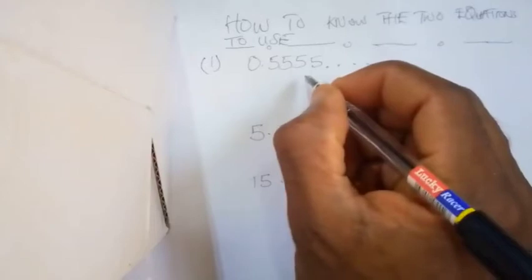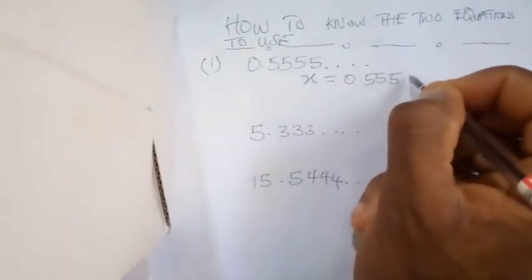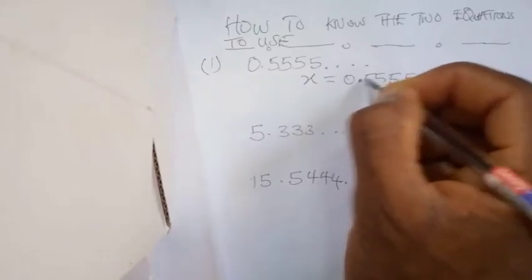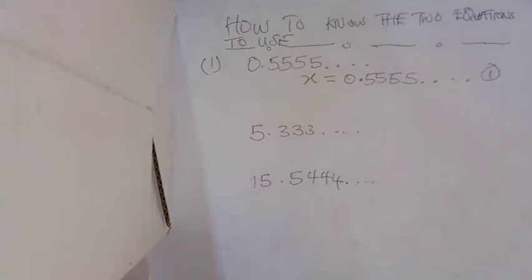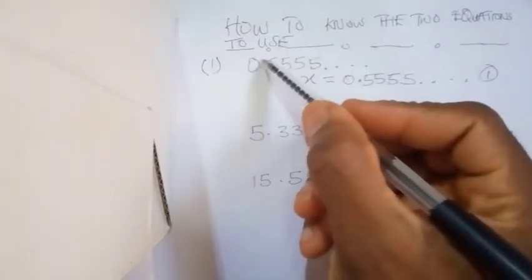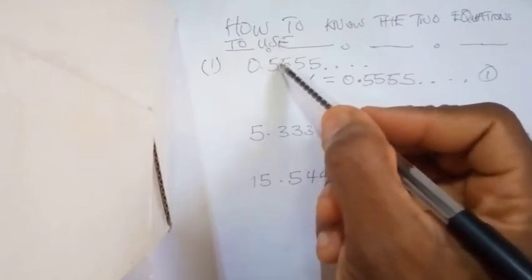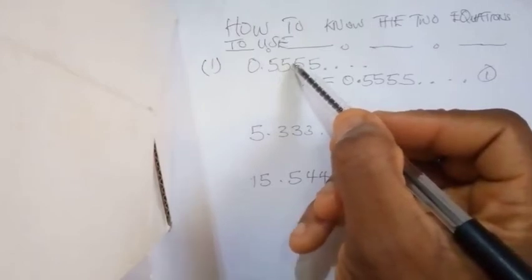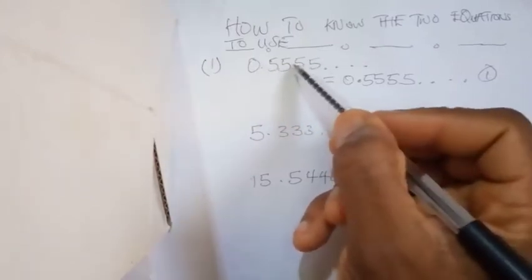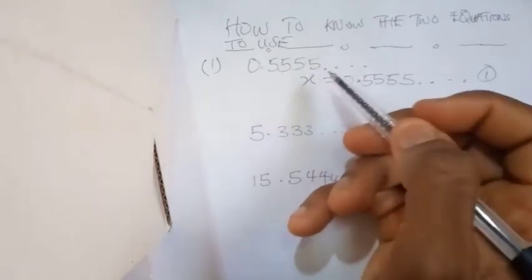So your first equation becomes x equals 0.5555. This is the first equation you are supposed to generate. Now you remember, whenever you move the decimal point one step, it is all over 10. When you move it to the second place, the whole figure is over 100. You move it to the third place, the whole figure is over 1000, and so on and so forth.